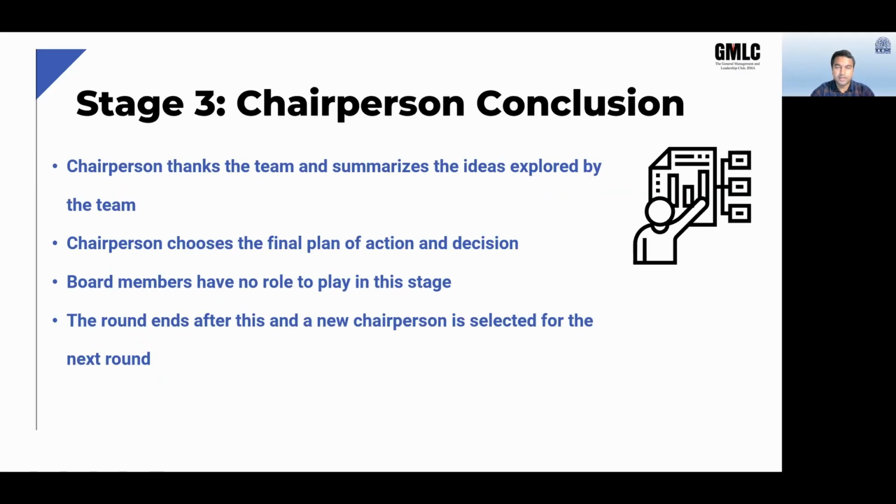After the discussion of 5 minutes is over, stage 3 begins. In this stage, the chairperson thanks the team and summarizes the ideas explored by the team. The chairperson chooses the final plan of action and the decision which they are going to take. Board members have no role to play in this stage. The round ends after this and a new chairperson is selected for the next round.